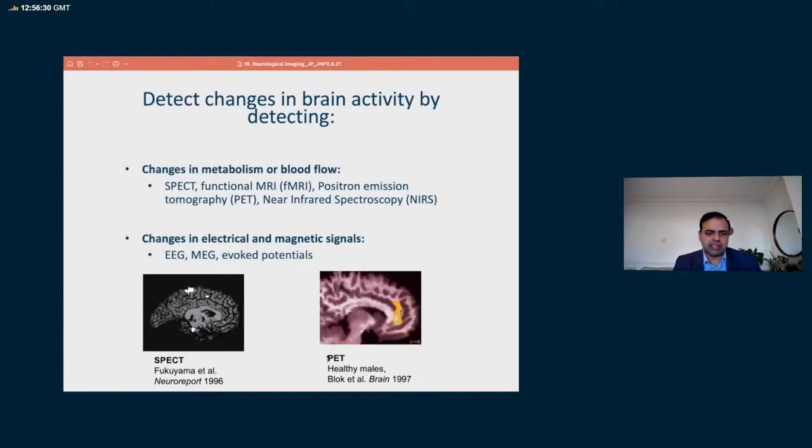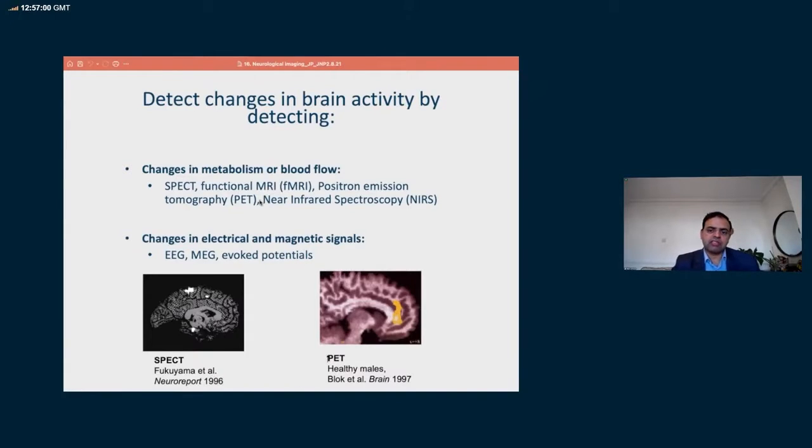So to detect changes in the central nervous system, what we're alluding to is essentially brain activity. And this could be detected either by looking for changes in metabolism or blood flow. So you could have a SPECT study, as you can see here from the 90s, and then more recently PET studies, functional MRI studies and near-infrared spectroscopy. So different ways to assess these changes in either blood flow or metabolism.